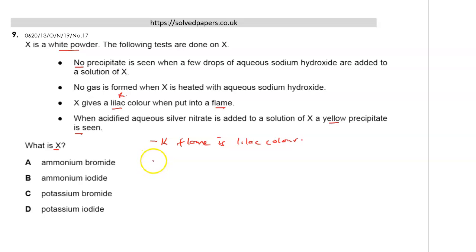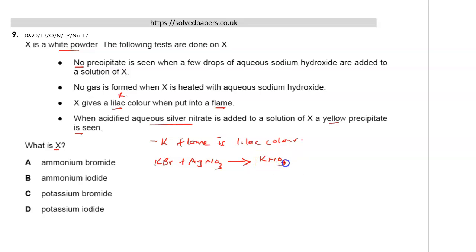Then, because we have now potassium bromide and potassium iodide, when potassium bromide reacts with aqueous silver nitrate, what we get is potassium nitrate.